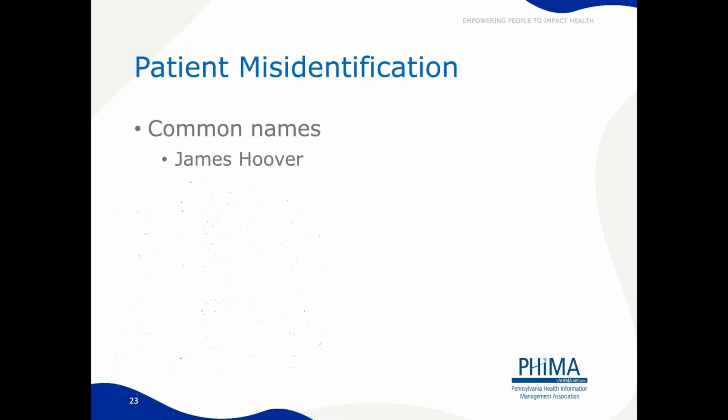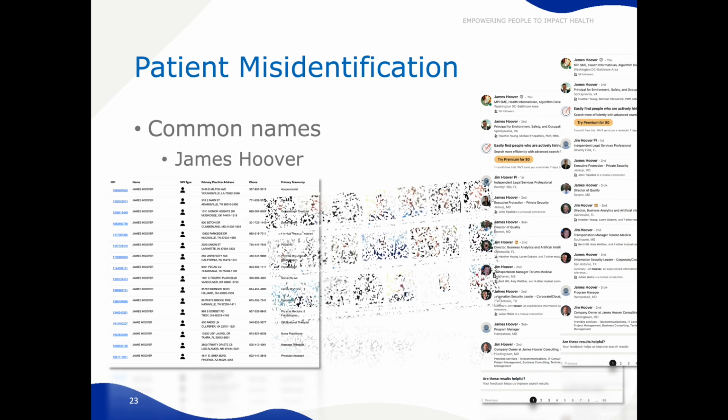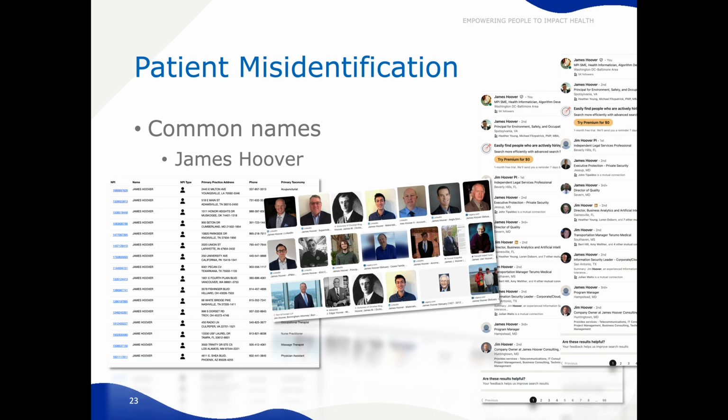Patient misidentification is one of the most preventable errors that we have. My first name, for example, is very common for men in America, same as my last name. A simple search on the MPI database, LinkedIn, Google, or any other source will find hundreds of James Hoovers. And the bigger our EHRs are, the more challenged this becomes. So searching by name is never a good idea.